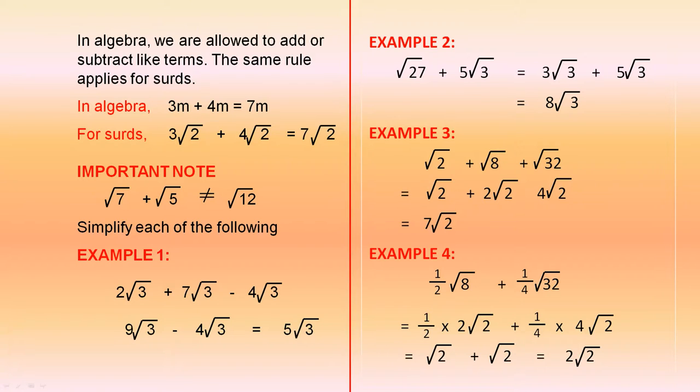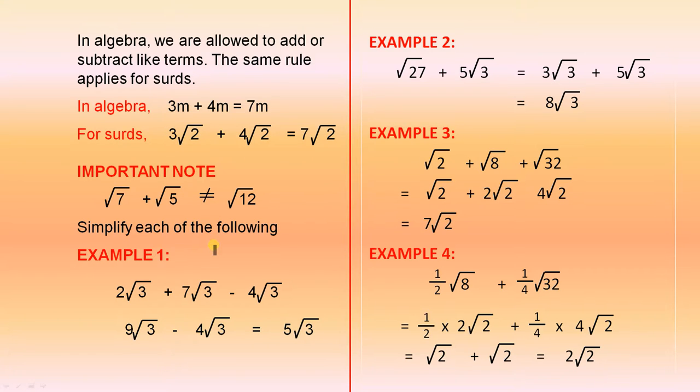In algebra, we are allowed to add or subtract like terms. The same rule applies for surds. So in algebra, 3m plus 4m is 7m. For surds, 3 the square root of 2 plus 4 the square root of 2 is 7 the square root of 2. Now the very important note here, square root of 7 plus the square root of 5 is not equal to the square root of 12. You cannot add the 7 and the 5 together. The numbers under the square root signs have to be the same.